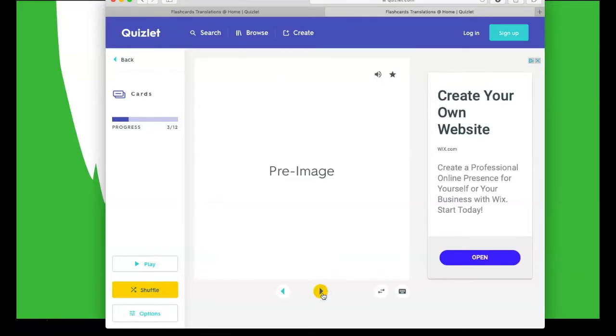What is a pre-image? I'm not even going to wait around because I know you know this answer. Say it out loud with me. The original figure. Yes, the original figure.